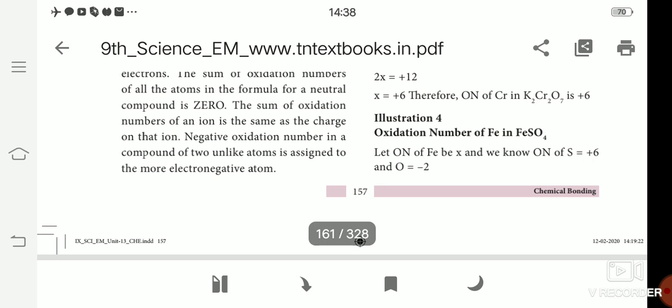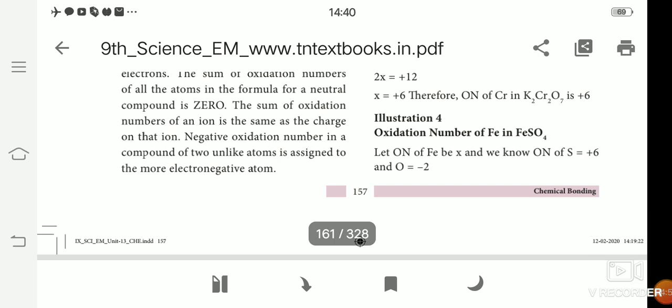Today we studied the coordinate covalent bond, oxidation reaction, redox reaction, oxidizing agent and reducing agent, and how to calculate the oxidation number. All of you take your notes.